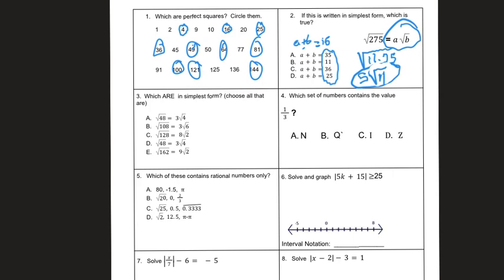Which are in simplest form? If you do them on your calculator or whatever, you can see that this is 9 times 6. This is 9 times 4. This is 8 times 8 is 64 times 2. So, yeah, C. I should just circle the C. And I think 9 times 9 times 2 is 162. Yeah. Right. This is a fraction. It's rational.